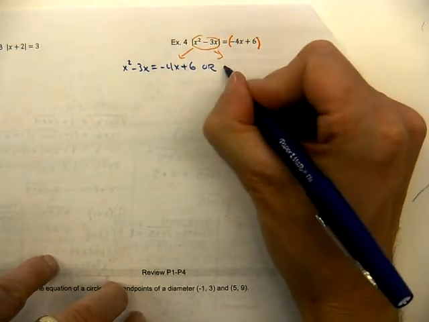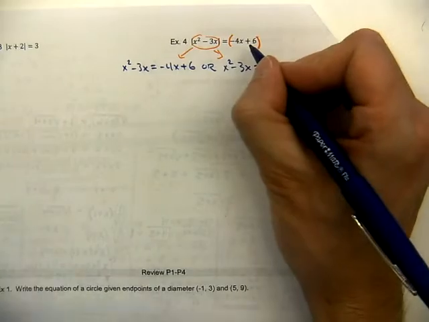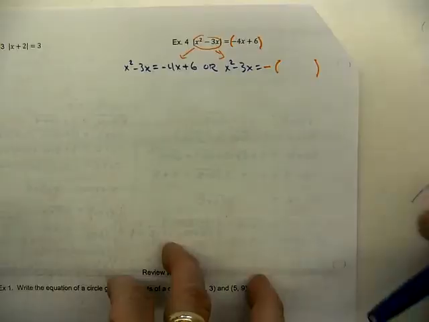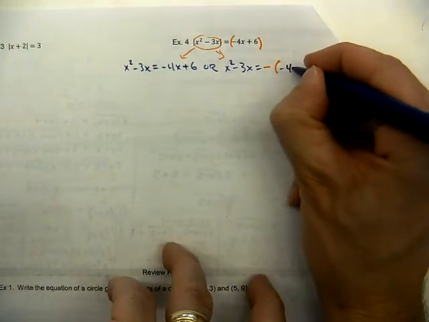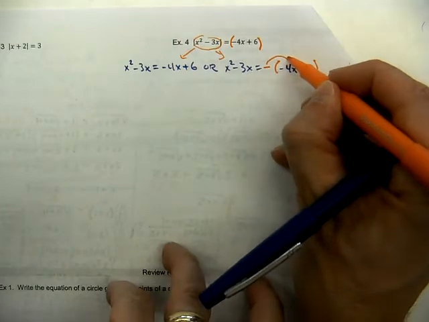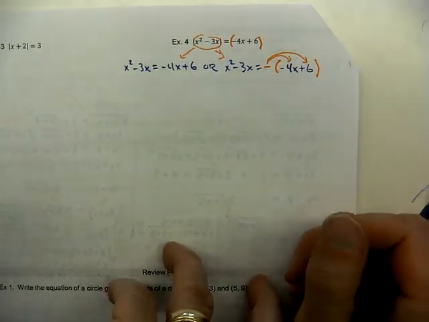Here's the alternate version: x squared minus 3x equals... so you have to be careful here, we want the opposite of everything. And so what that means for us practically is we will have to distribute a negative sign, a negative 1, to every term on the right-hand side.